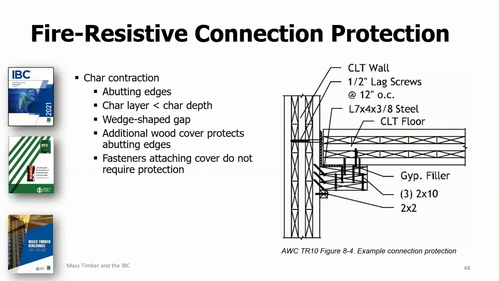TR10 also provides guidance on detailing wood members and protection to account for char contraction. Where the edges of wood elements abut, such as at the edge of a beam and column interface, the potential effects of char contraction should be evaluated. Now, let's define what we mean here by the term char contraction.